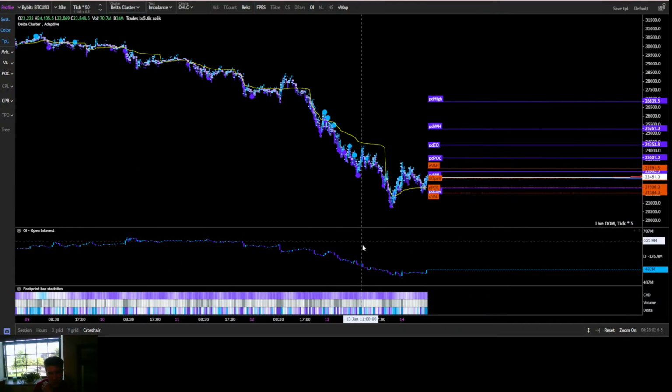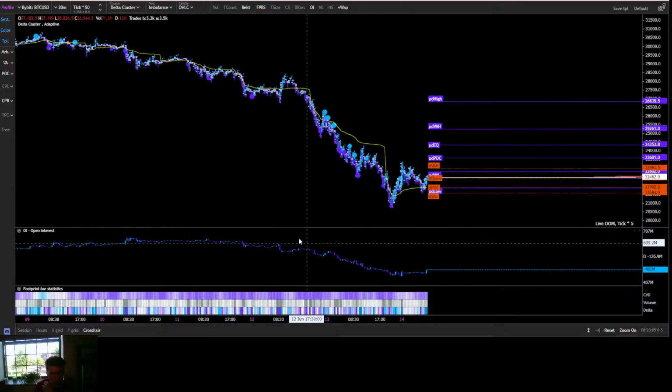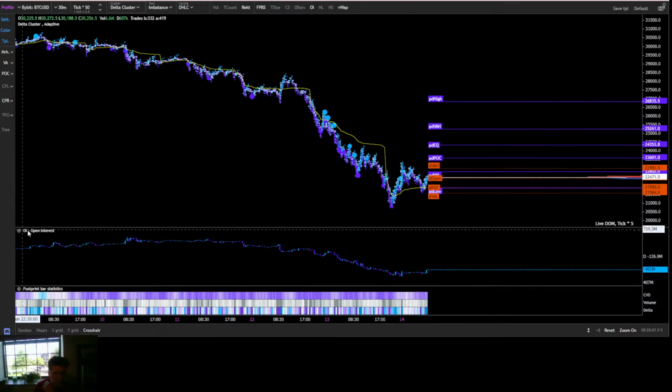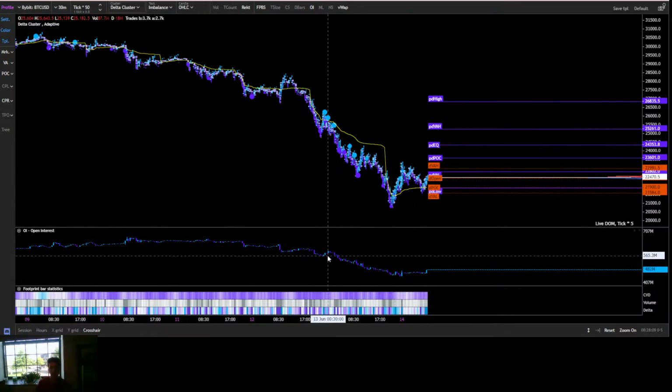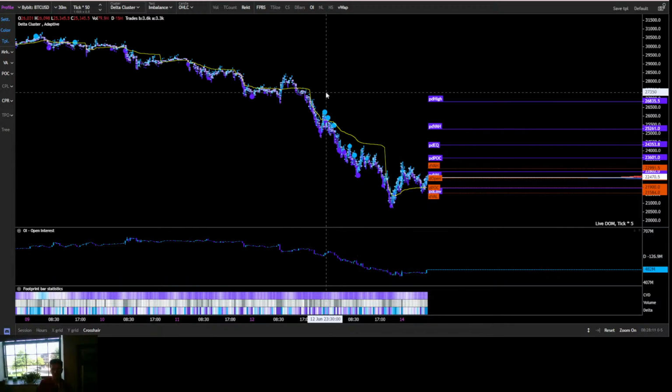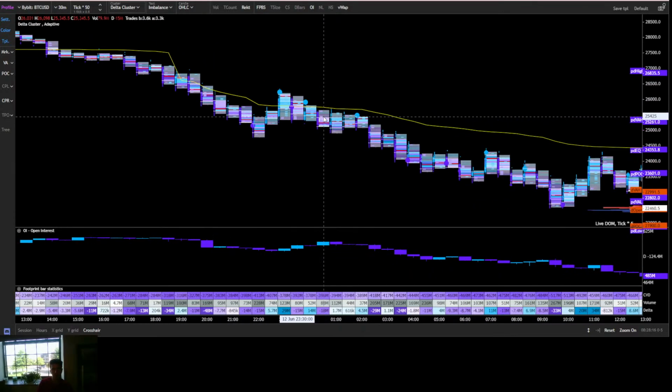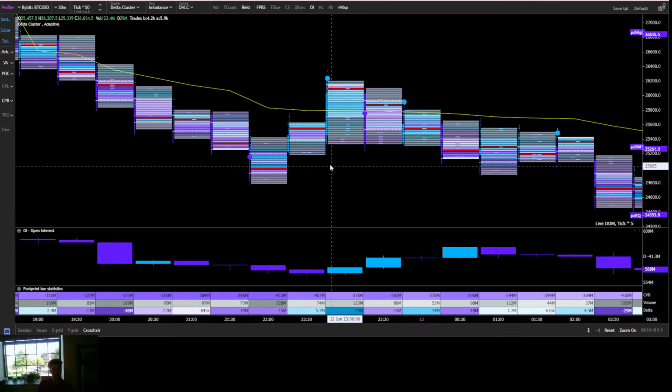This actually does not look too healthy. Typically you want to see an increase in OI, open interest, as you want to see more people participating, shorting. But nevertheless, zooming in here.